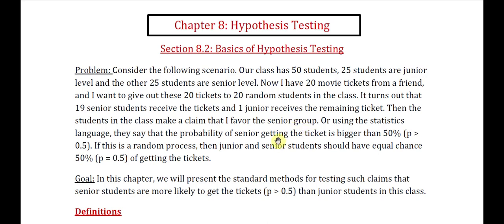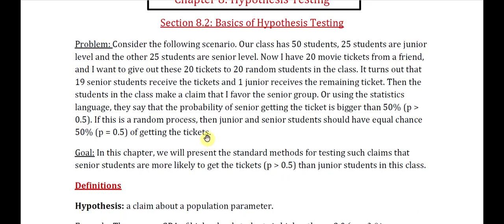Is it true? Using statistical language, they are saying that the probability of senior students getting the tickets is larger than 50%, or P is bigger than 0.5. If this is a random process, then all the students should have an equal chance of getting the ticket, which is 50%. So in this chapter, we will present the standard methods for testing certain claims like this one. In this specific case, the senior students are more likely to get the tickets, or P is greater than 0.5.